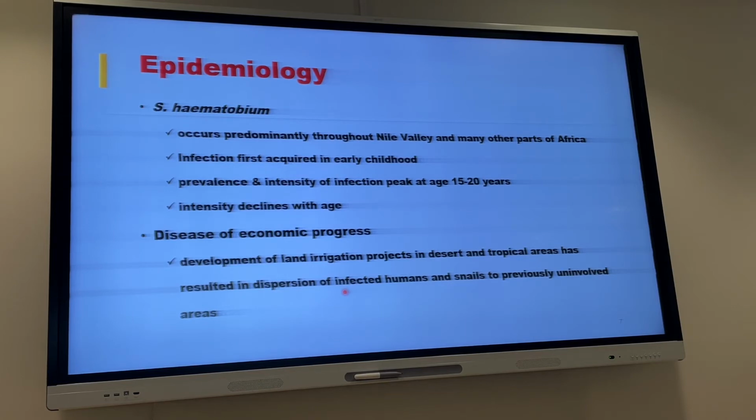You know, due to rapid urbanization, you have to expand the urban areas. So you have to provide social services such as electricity and potable water. In order to provide electricity, you create dams. So these dams are going to provide another ecological niche in which this snail intermediate host can thrive. So you can have the expansion of infection into non-endemic areas just because you have sited the dam. Are you following? So you can have it as a disease of economic progress.